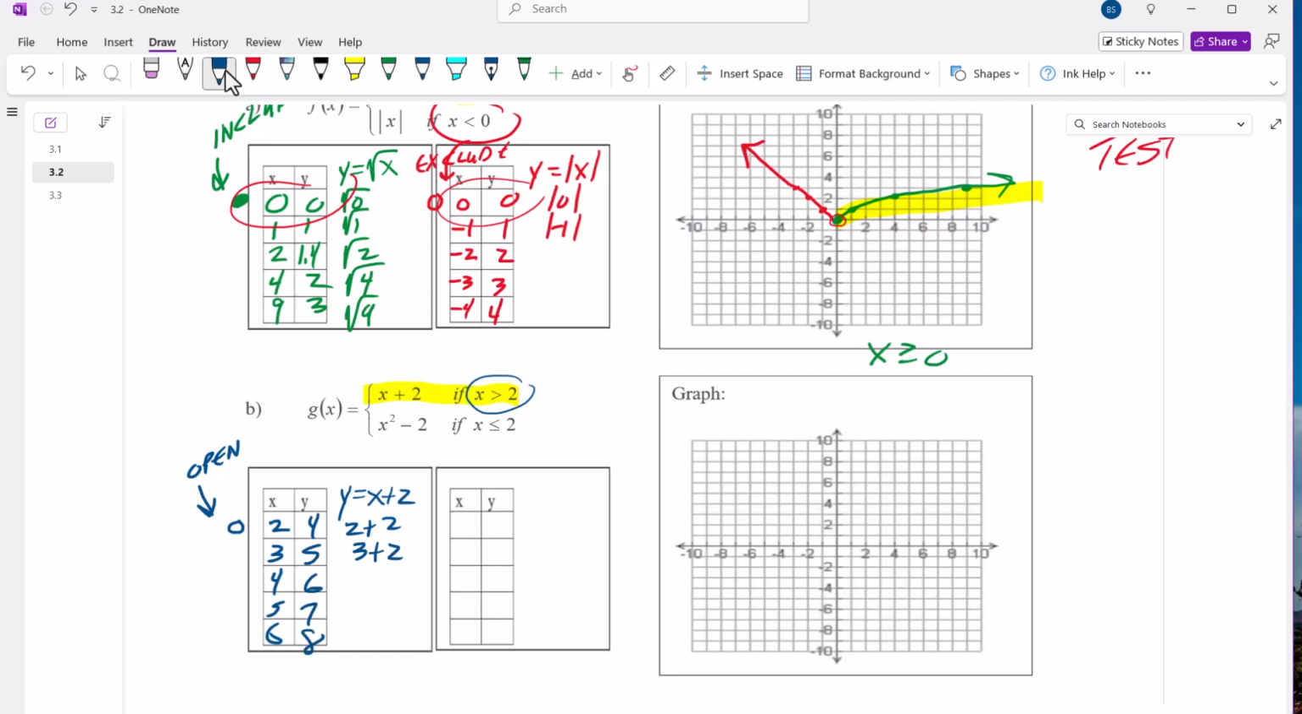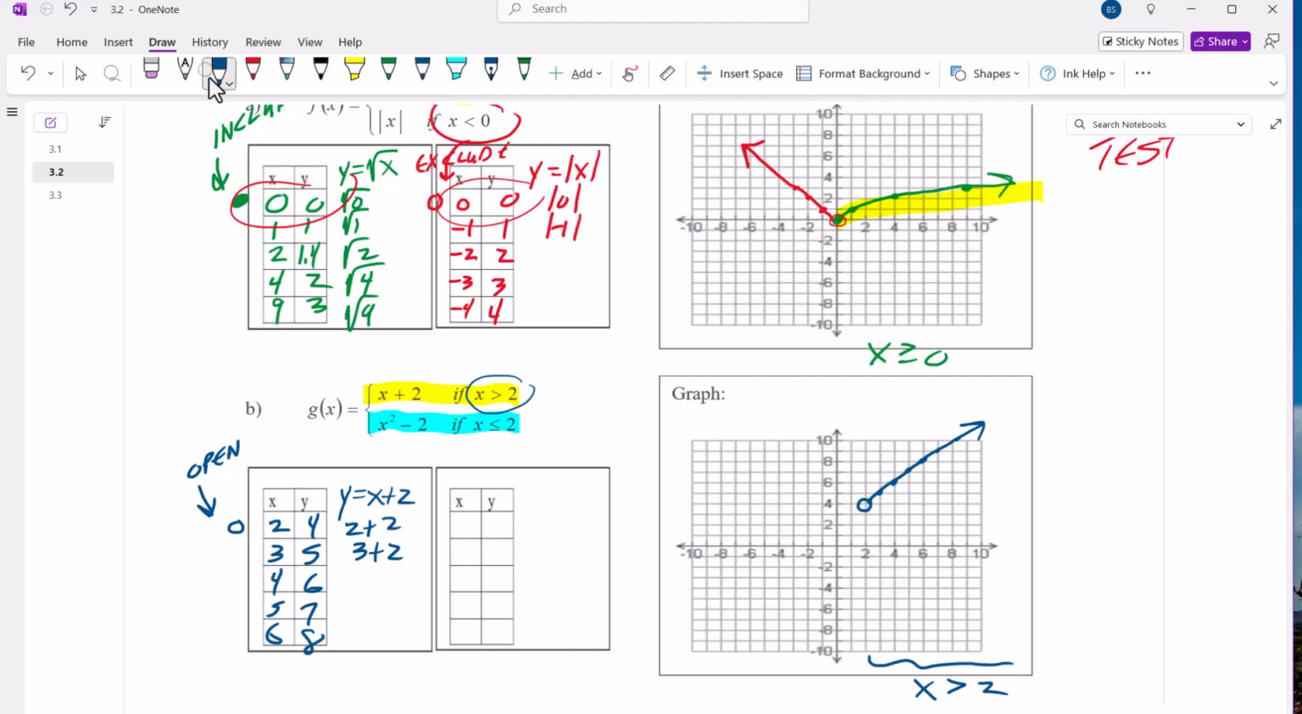Okay. Now when you plot your points, go to 2 and 4 and put a bubble there, because that's where the graph comes to an end, and then you've got 3, 5, and then you've got the rest of your points going like that. And again, notice I only go to the right because if x is greater than 2, that's where that graph is. It does not go to the left. Okay, so don't make that mistake.